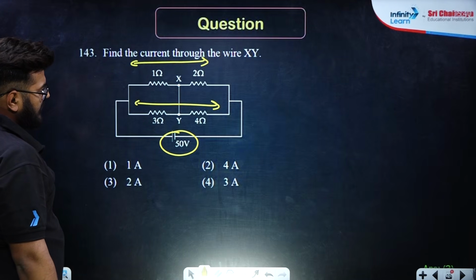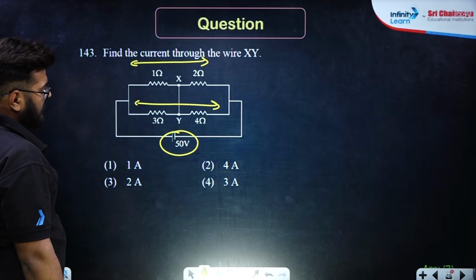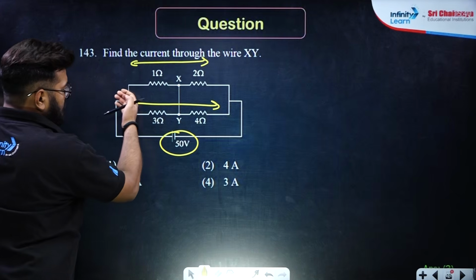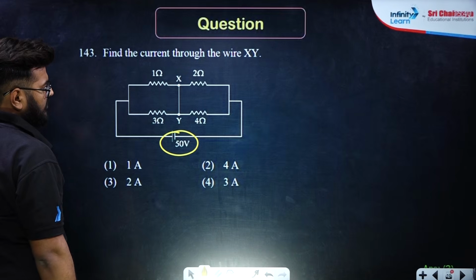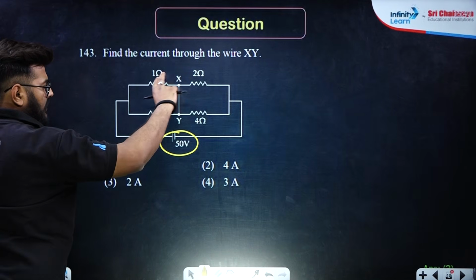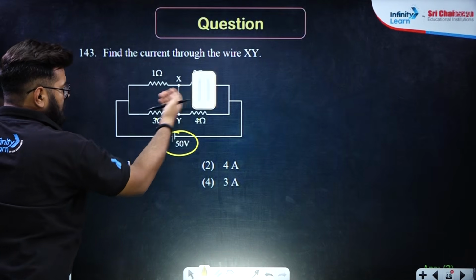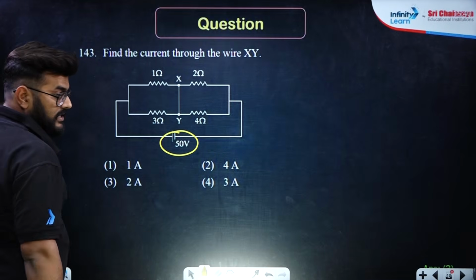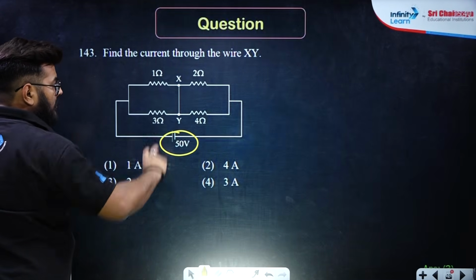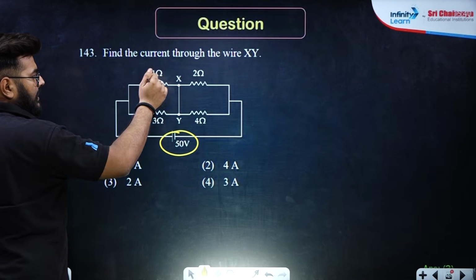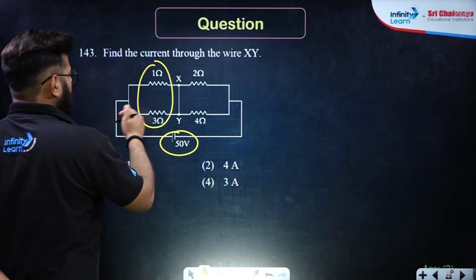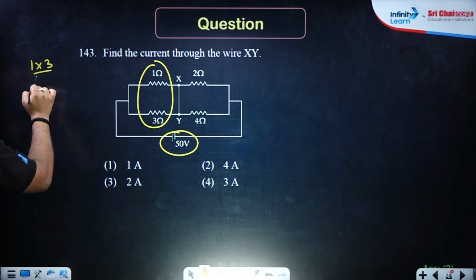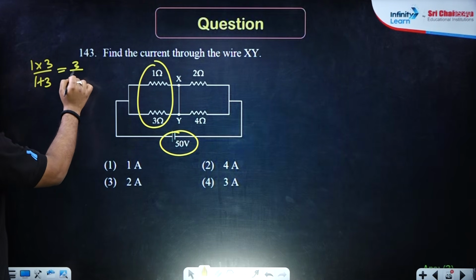That's perfectly right. The scenario is, first they are in parallel. Listen to me carefully. These two are in parallel and these two are in parallel. Okay, I'm so sorry. They are not in series. Don't consider them in series. This is in parallel. This is in parallel. What is the net resultant of both of them? It is going to be 1 into 3 upon 1 plus 3, which is 3 by 4.